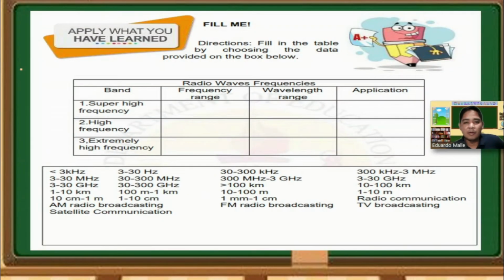Direction, fill in the table by choosing the data provided in the box. You have to choose from this box. Okay, let us have the sample answer in super high frequency. What is the frequency range of super high frequency? That is between 3 to 30 gigahertz. What about its wavelength? That is between 1 to 10 centimeters. What about the application? It is being used in satellite communication.